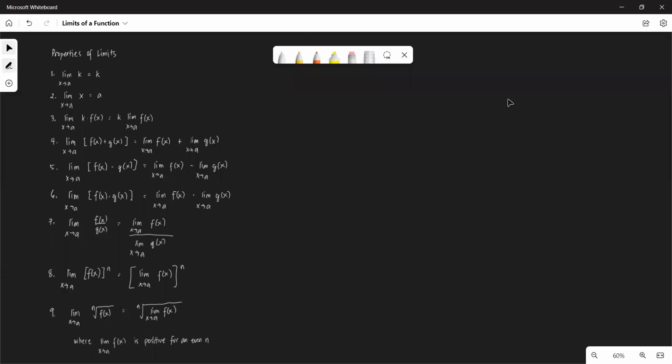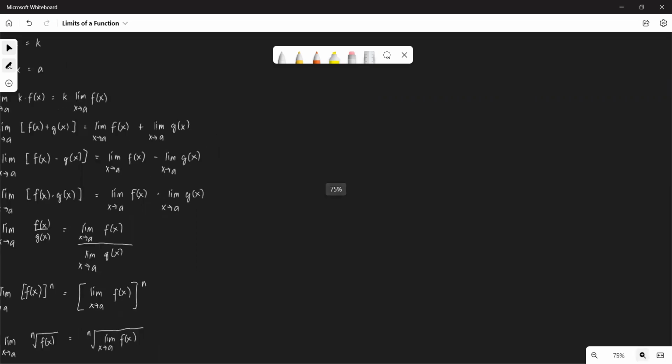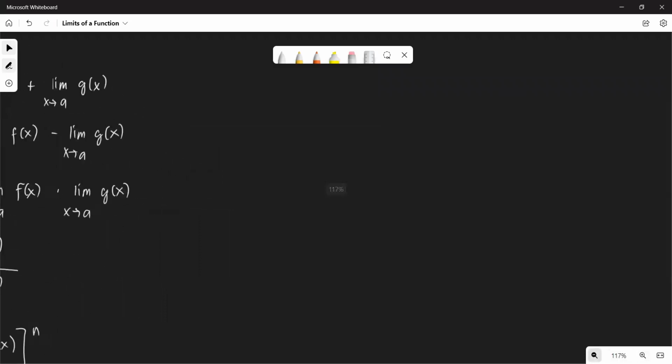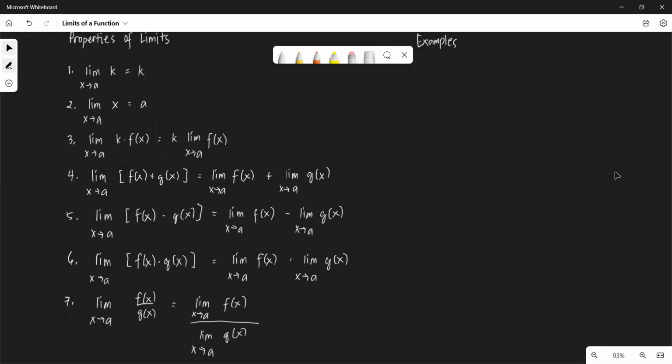Good day, everyone. So, last time we have introduced the concepts on limits. Now we go to the properties of limits. So, what you can see on the screen right now are the list of the 9 properties. So, let's inspect them one by one before having some examples.